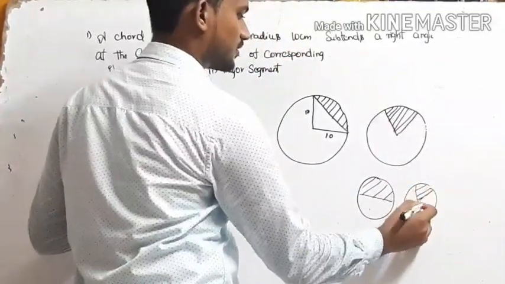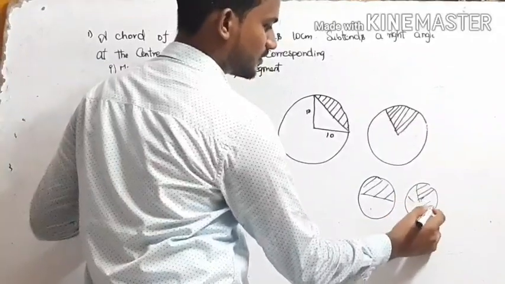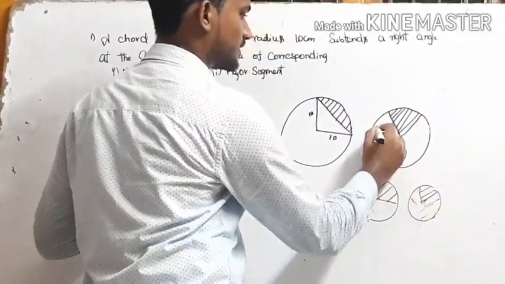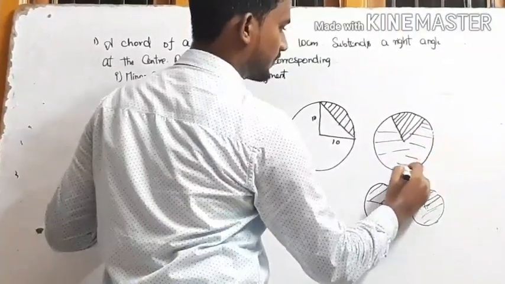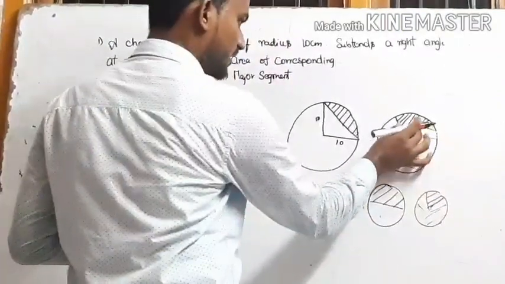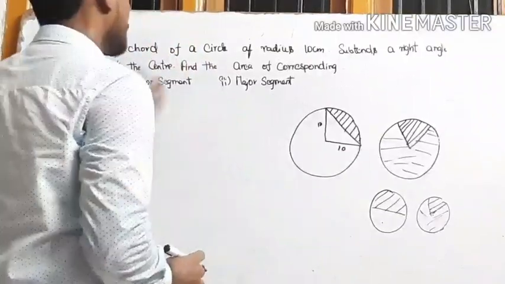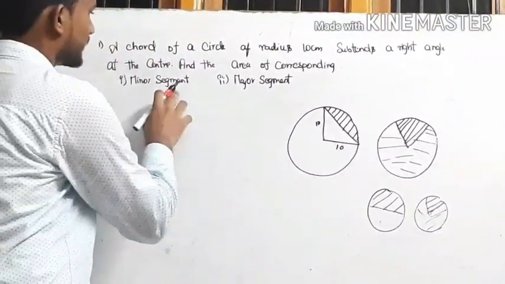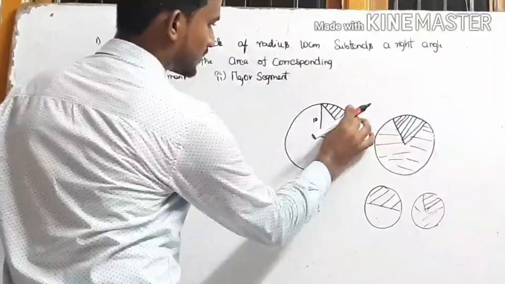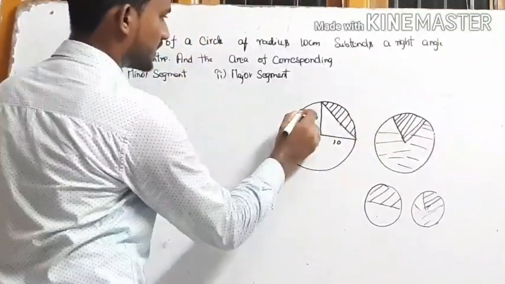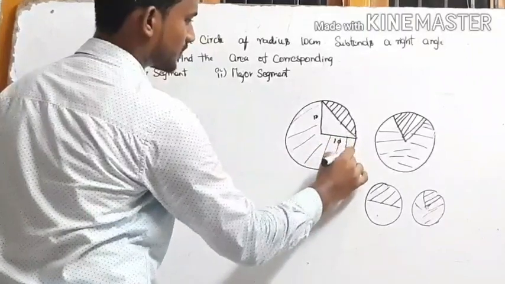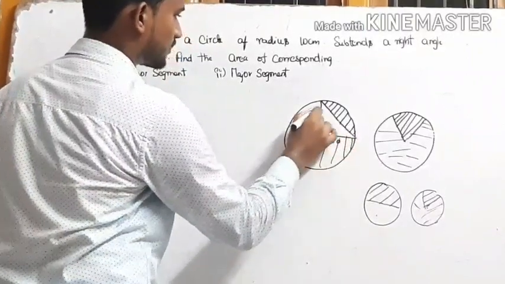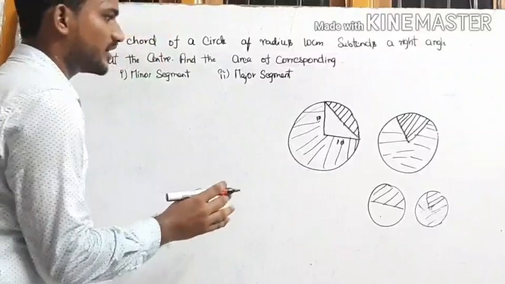This one is the minor segment, and it is the major segment. Major means big one. It is the major segment and it is the minor segment. He asks for the minor segment. It is this part, and major segment means this total part. You can find this total part. First we want to find this segment.